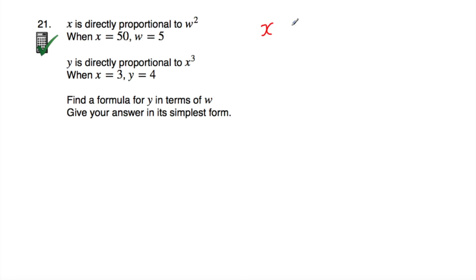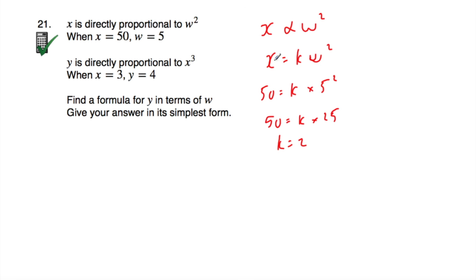So x is directly proportional to w squared. So that's the relationship, and let's put in the constant of proportionality. So x is equal to kw squared, and then substitute in the values. So we're going to get that 50 is equal to k times 5 squared, and 5 squared is 25, so 50 is equal to k times 25, so k is equal to 2. So that means the formula here would be that x is equal to 2w squared. So that's our first formula.